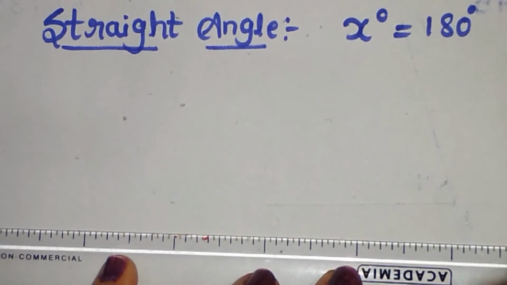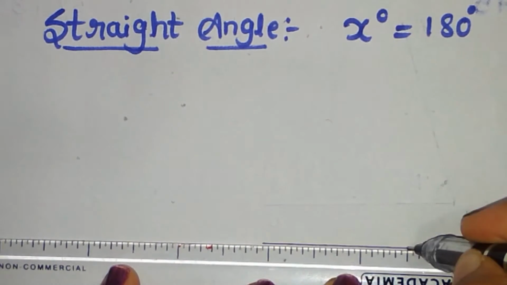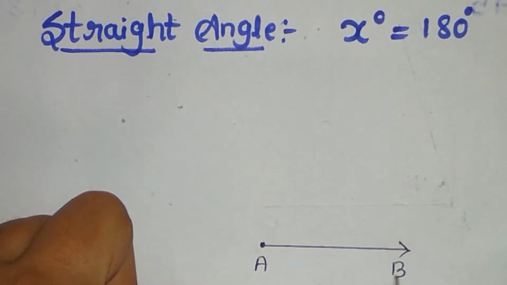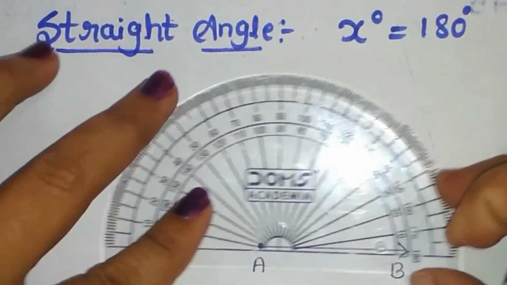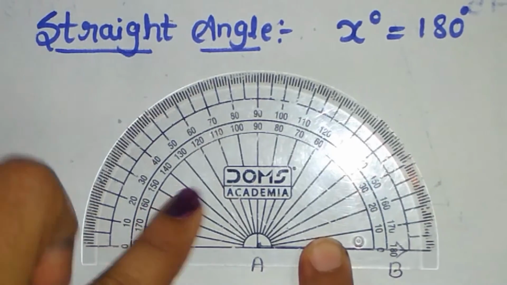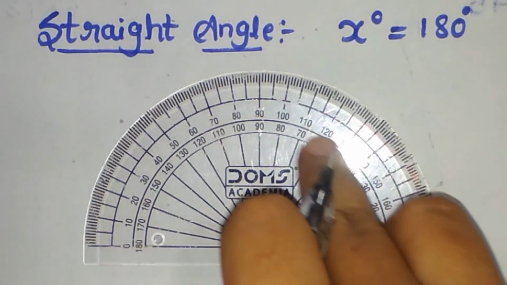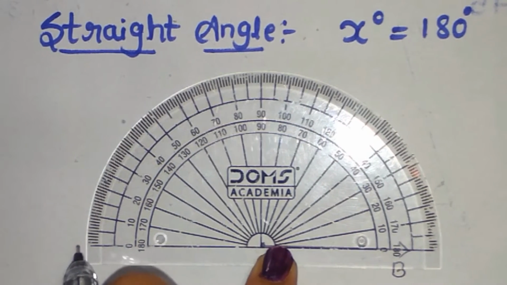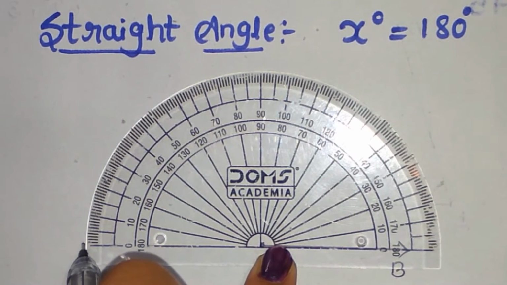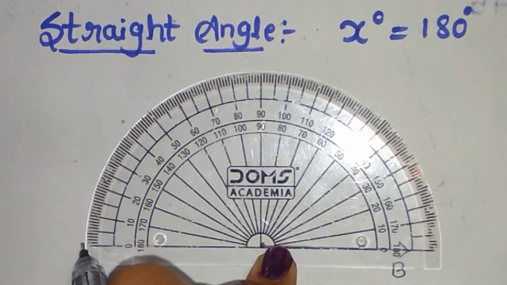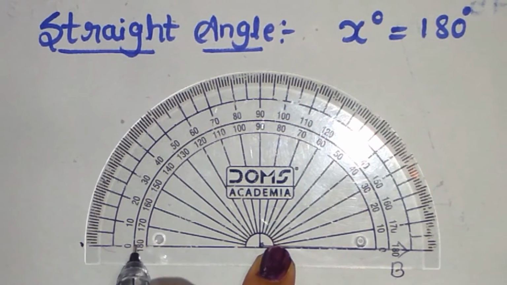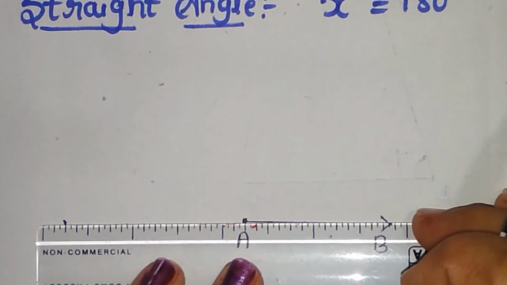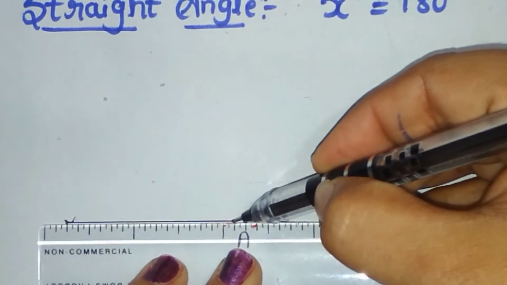Here, if I draw a ray and name it AB, when we start counting from 0 till 180 degrees, on the other side of that 0 degree, exactly opposite to 0, we get another ray which measures 180 degrees. So it forms a straight line. It forms the straight line.